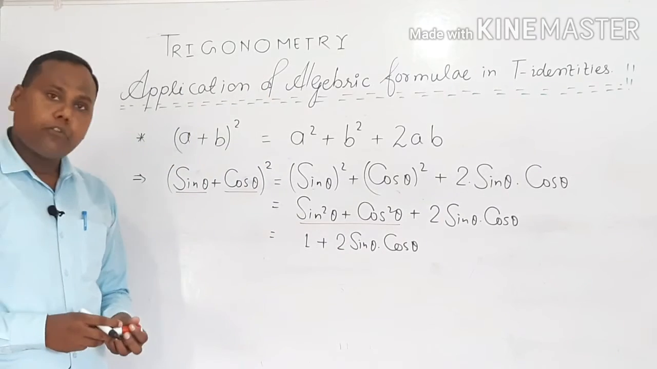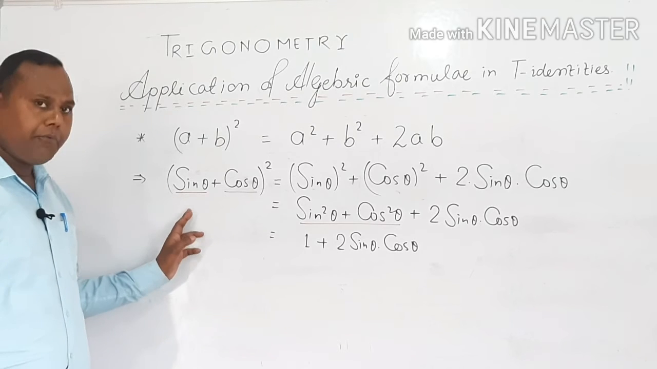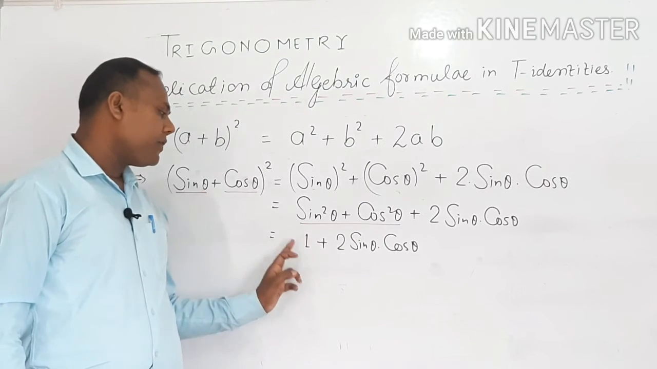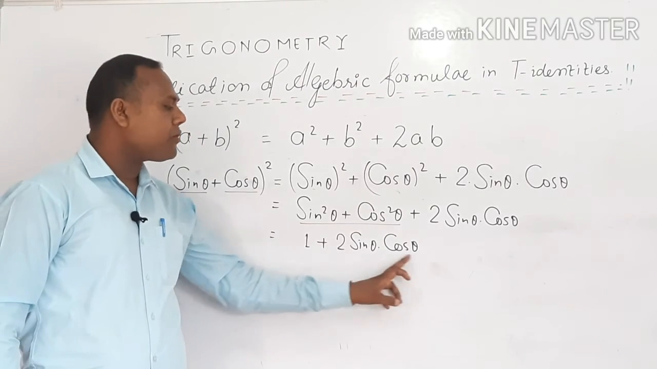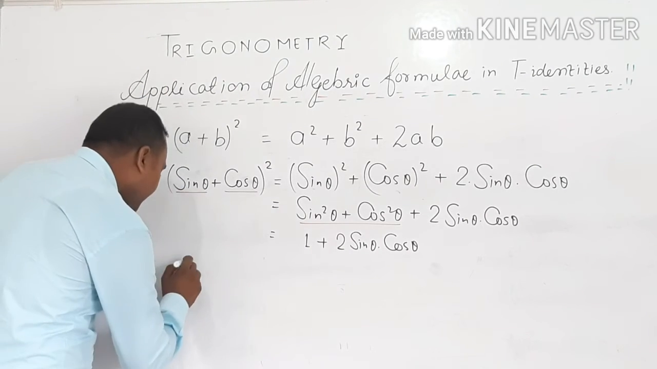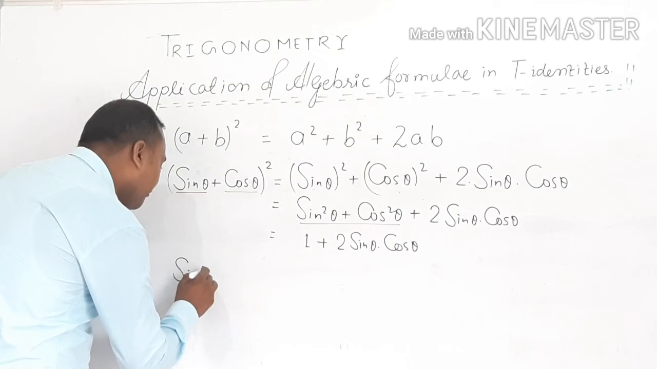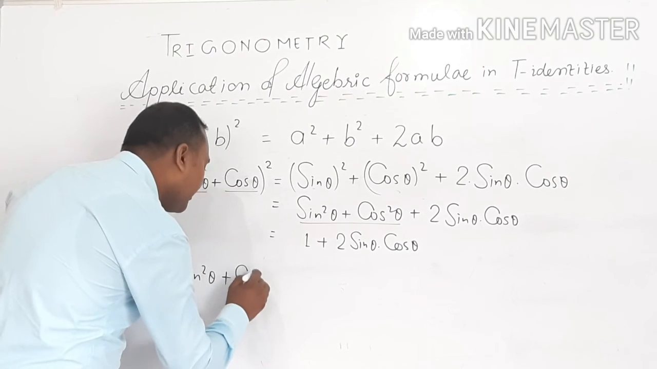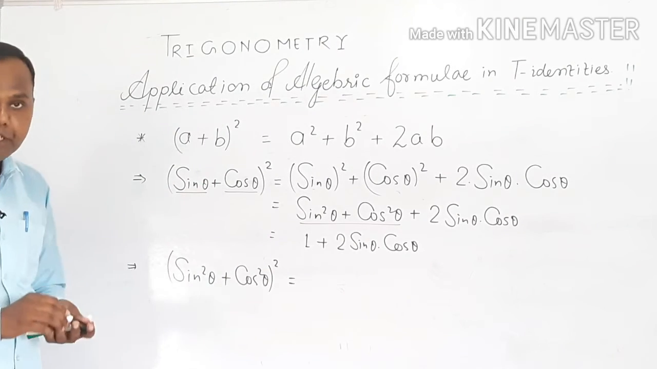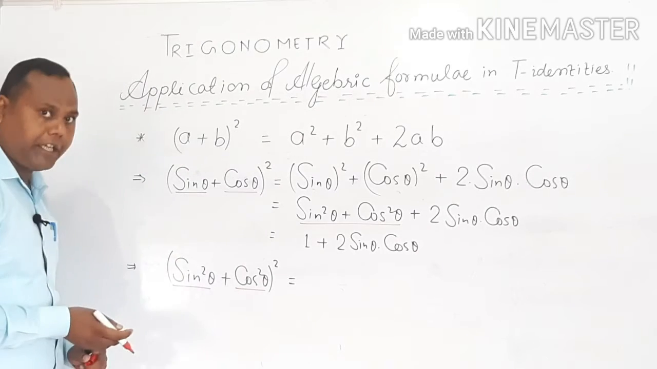So in solving trigonometrical identities, if somewhere sine theta plus cos theta the whole square is given, then you can write it as 1 plus 2 sine of theta into cos of theta. Now let us proceed. If we have sine square of theta plus cos square of theta the whole square, then how can we proceed? We always remember this is the first term and this will be the second term.